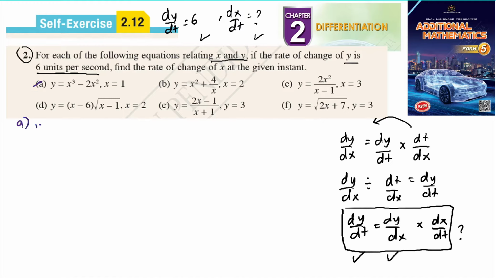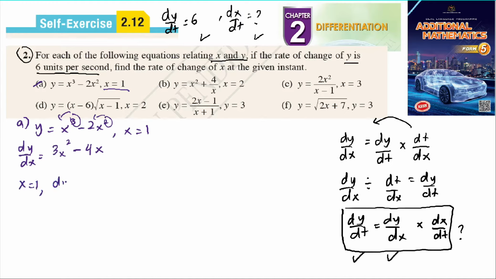So A, y is equal to x cubed minus 2x squared, where x is equal to 1. So here dy over dx is equal to, when we differentiate, x cubed, 3 we bring forward, we get 3x squared. 2 times negative 2, we get negative 4x, and then 2 minus 1 is 1. So we get dy over dx. But you see here, we don't want x, right? So it's given that x is equal to 1. So when x is equal to 1, dy over dx is equal to 3 times 1 squared minus 4 times 1. So 3 minus 4 is equal to negative 1. So we know that our dy over dx is negative 1.